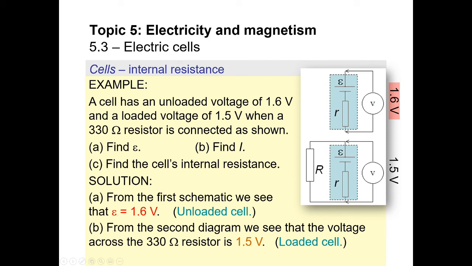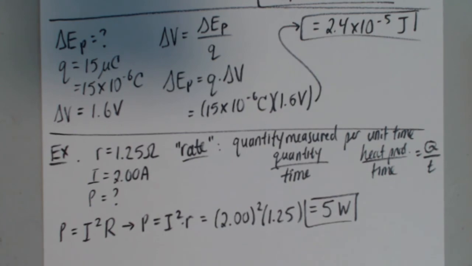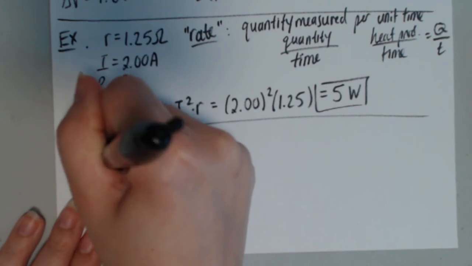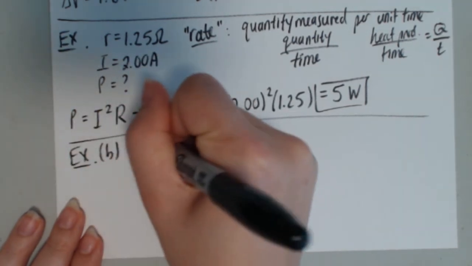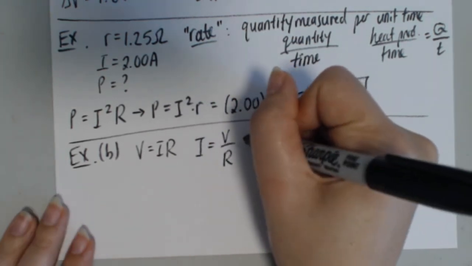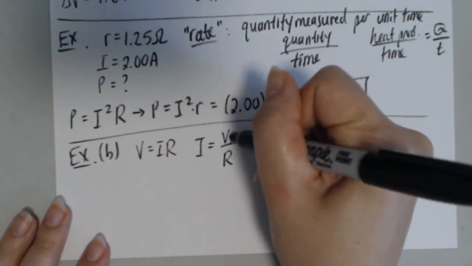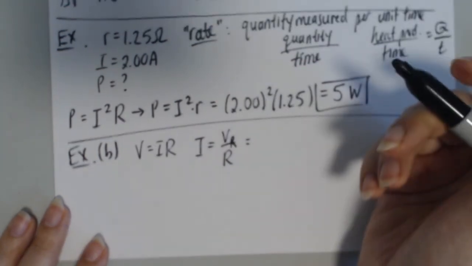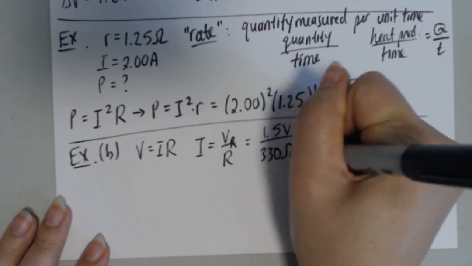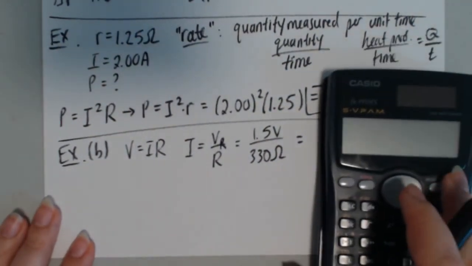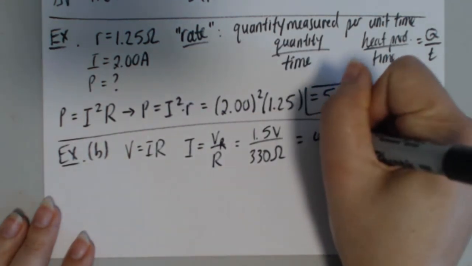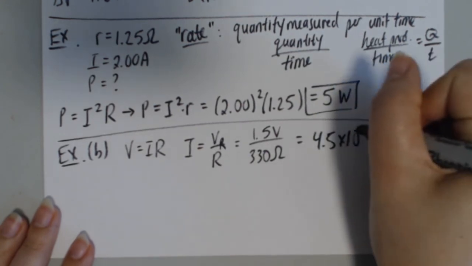Ohm's law tells us that, so let's just jump to the paper for a second. So Ohm's law, and this is part B, Ohm's law says V is equal to I times R. So I is equal to V divided by R. And remember, this is the voltage drop across the resistor capital R. So what is the voltage? We said it was 1.5 volts divided by 330 ohms. Those are both SI units, so we're good to go. So 4.5 times 10 to the negative 3. And that's amperes.